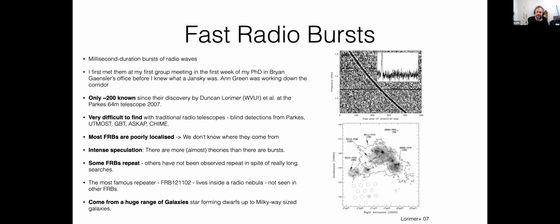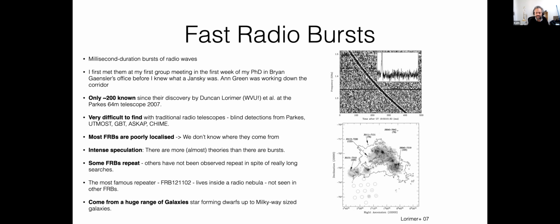At the time it was kind of a mystery. We didn't even think they were real. Since then there are about 200. In fact, this is not entirely true now. I need to update this slide. There are about 1,000 even published. It's actually changed hugely in the last couple of weeks with a telescope called CHIME releasing some of their data. Until recently, they were difficult to find. Again, CHIME has changed all that.